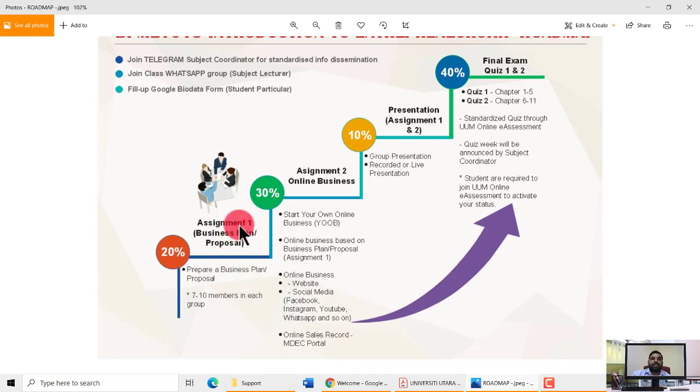After you prepare the business plan in the same group, you have to do assignment 2, online business. Start your own online business, based on the first business plan. For the online business, you have to include a website and social media such as Facebook, Instagram, and so on. And you have to record online sales.